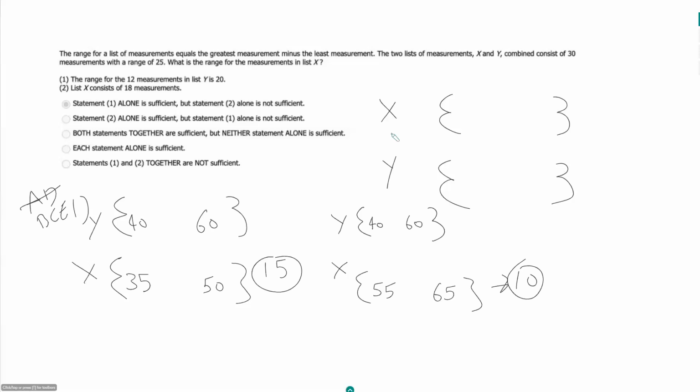Now, statement 2 says list X consists of 18 measurements. So we also knew that from the first statement. If list Y has 12 measurements and I got 30 overall, I have no idea what the number of measurements in our lists has to do with anything. Because they don't say all our values have to be different. So we can just repeat as many of our measurements as we have to fill in our list. So I don't think this is telling us anything.